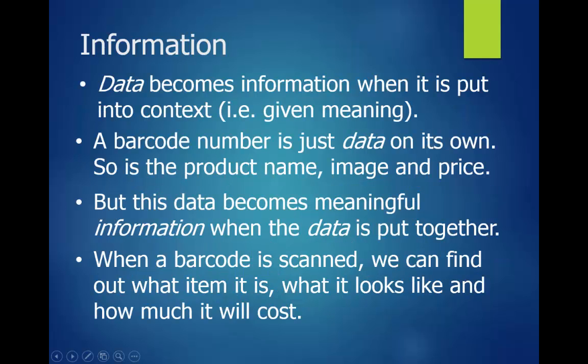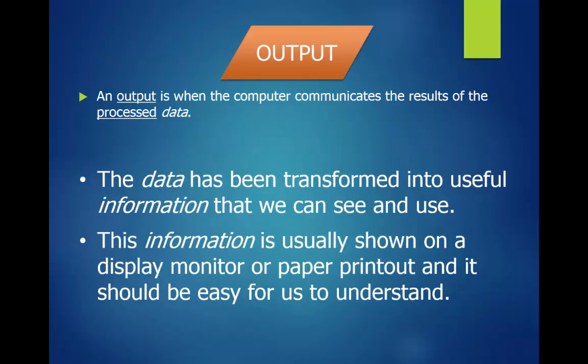Information. Data becomes information when it is put into context. For example, a barcode number is just data on its own. So is the product name, image, and price. But this data becomes meaningful information when the data is put together. When a barcode is scanned, we can find out what item it is, what it looks like, and how much it will cost. Now I'm going to talk about output.